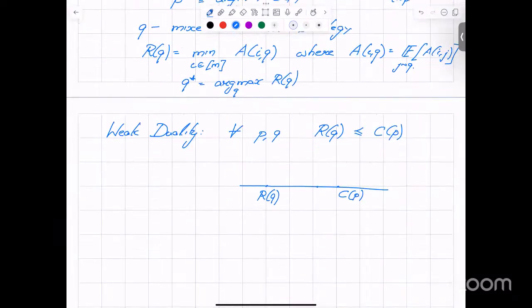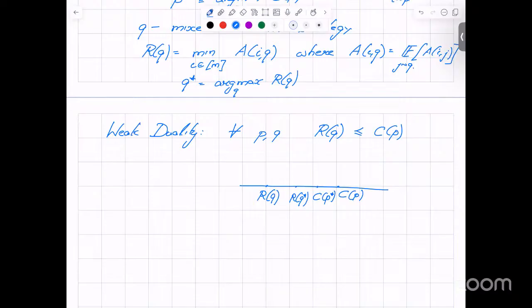Weak duality will just tell you that on the number line, RQ star is somewhere over here, sorry, CP star. There is RQ, which is less than RQ star, which is then less than CP star and CP. You have it this way. Strong duality will actually tell you something more.